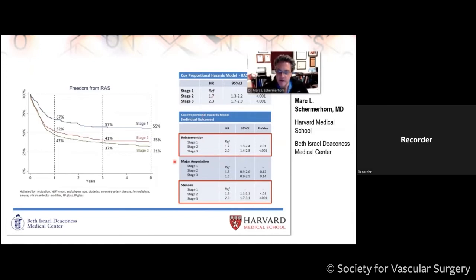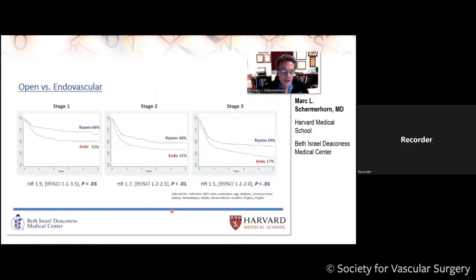When we look at the individual components, we see that stage 2 and 3 do have higher amputation rates, but it's not quite statistically significant, whereas reintervention and restenosis rates are significant with a 60 or 70% increase in stage 2 and a doubling or more with stage 3.